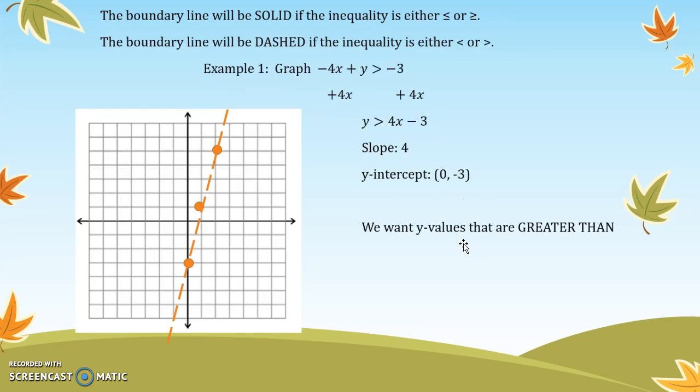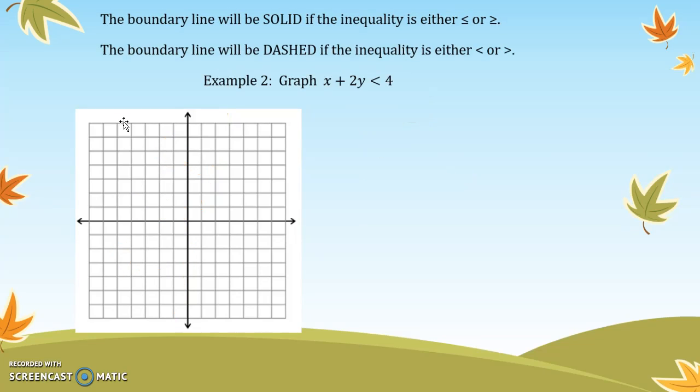So we want y values that are greater than, because we have the greater than symbol. So y is getting bigger going up, right? Because this is 0 and all of these numbers are getting bigger. So going up, we are getting greater, which means I want to shade here on the left-hand side, because this is where my y values are getting greater than. So I would shade this area on my graph.